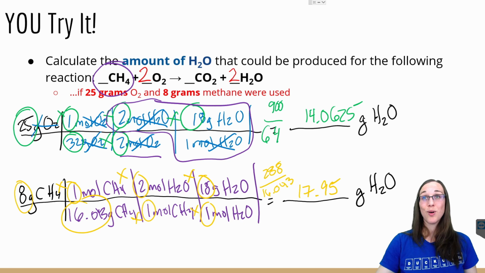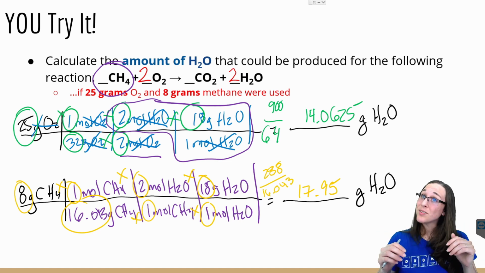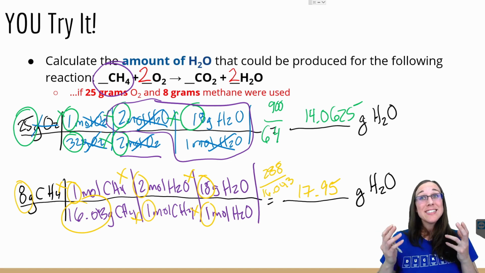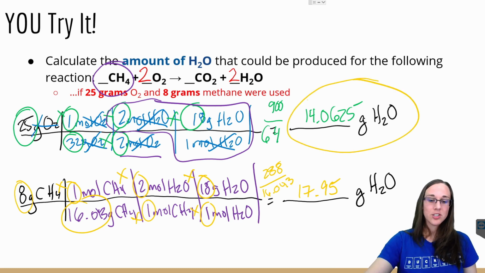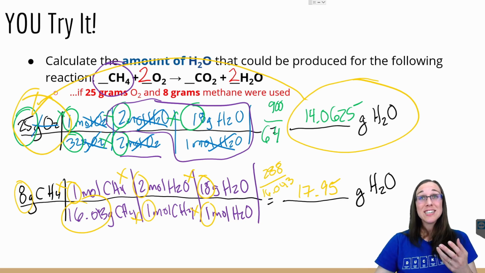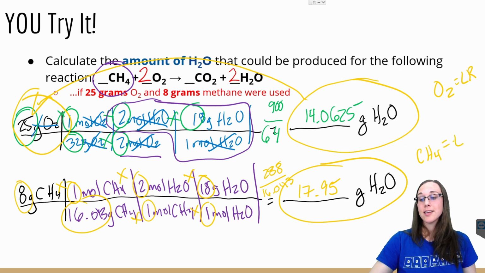17.95 grams of water. So notice that in this question, I increased the amount of oxygen I had in the reactants and decreased the amount of methane, and yet still, in this case, my grams of water was less using oxygen as the reactant. So here, oxygen is still the limiting reactant. And the reactant that ends up making more than what's possible is methane. So methane, our CH4, is what we call the excess reactant.